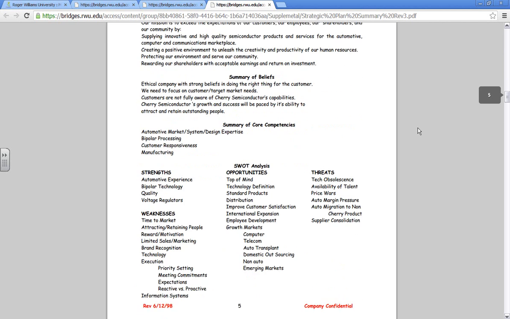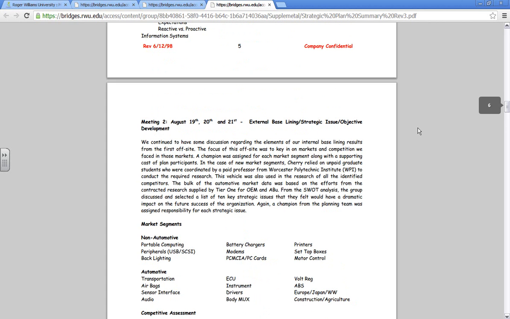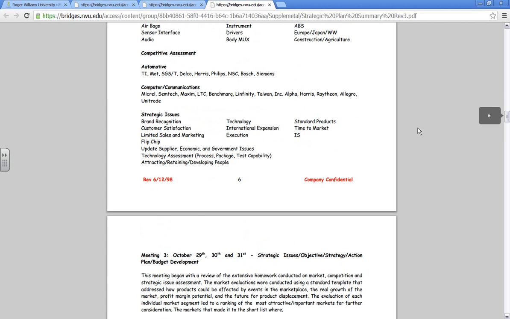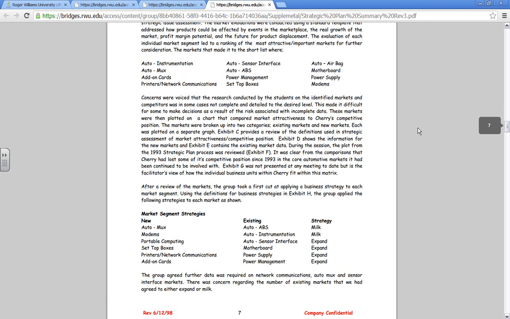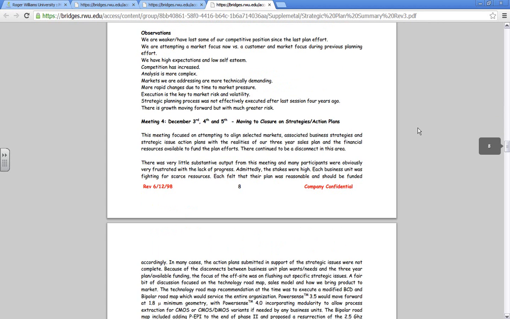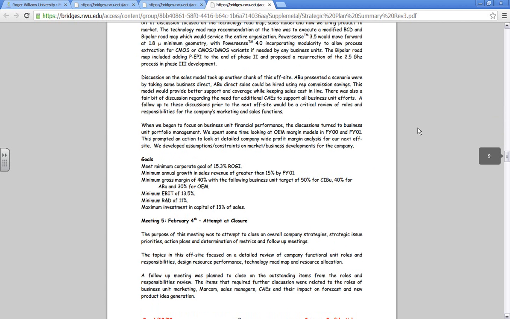We did a SWOT analysis, right, and what the company was good at, not so good at, what opportunities and threats there were in the marketplace. We looked at target markets and segments, key issues for the company. We went ahead and actually had specific goals.